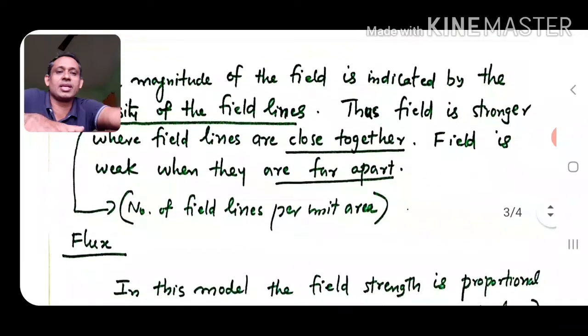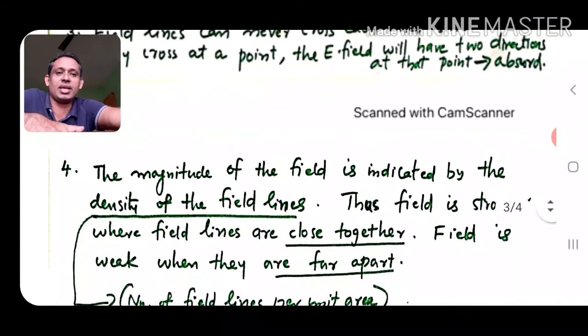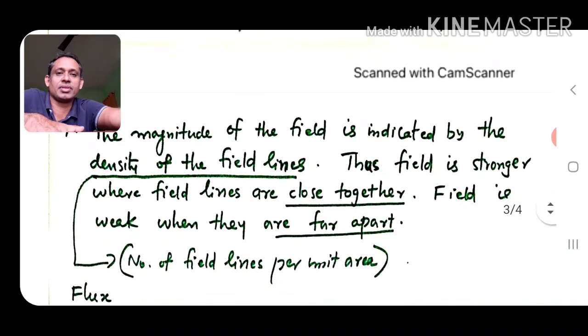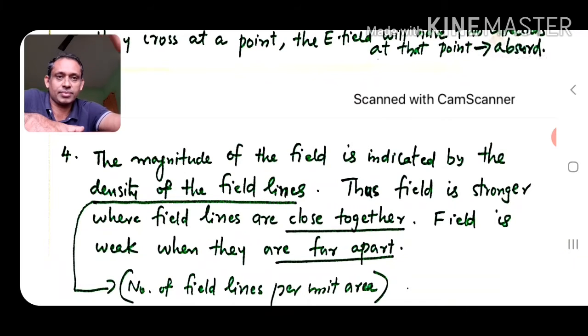So the number of field lines per unit area gives the strength or the magnitude of the field, which is also the density of the field lines. And the important thing is the area has to be taken perpendicular to the field lines.